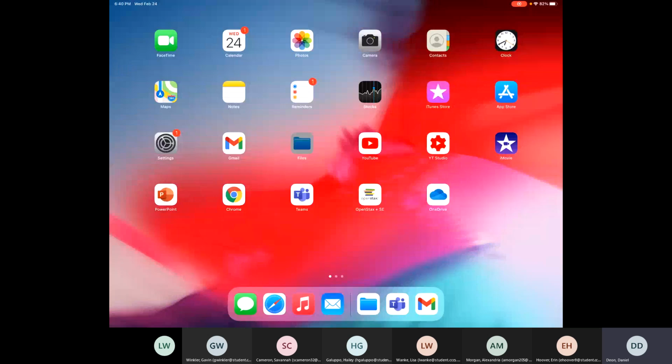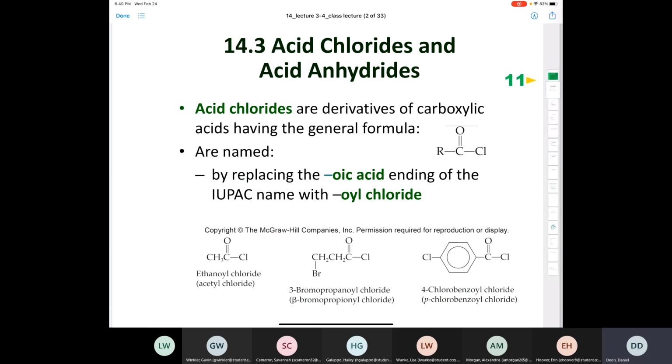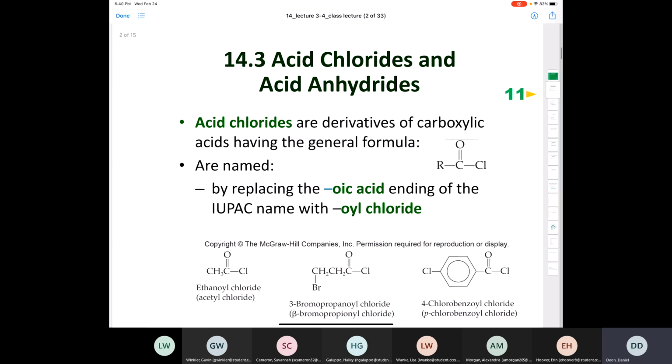Okay, so here we are. This is section 14.3 of our textbook, which deals with acid chlorides and acid anhydrides. So a couple new functional groups, right? Brand new functional groups. Again, the topic of the entire chapter is carboxylic acid derivatives.